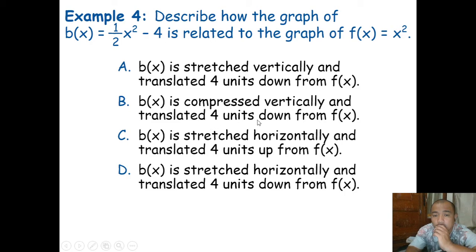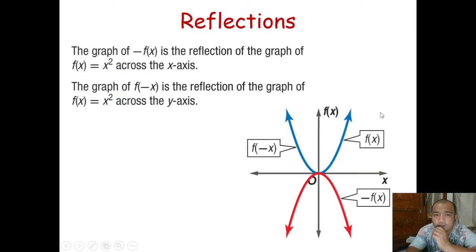Units down. So up here, down here. So C is crossed out, as the answer is only A, B, or D, because all of them are down. So what's your answer? The answer is B. B of x is compressed vertically and translated 4 units down from f of x.